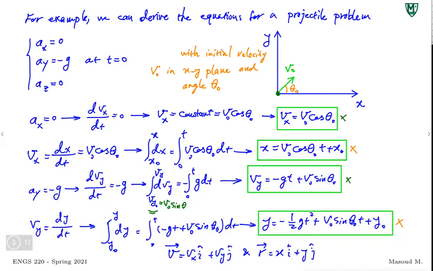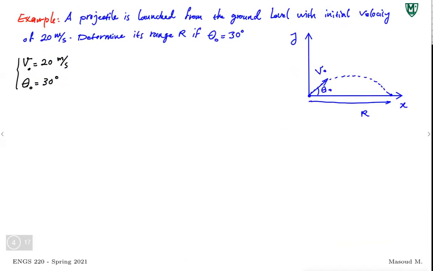So X pretty much gives you where you are at any given time. We said the X component tells us where we are at any given time on the X axis, or in the horizontal direction. In this case, we want to know at the end of the motion where this projectile lands. So that R is pretty much our X.